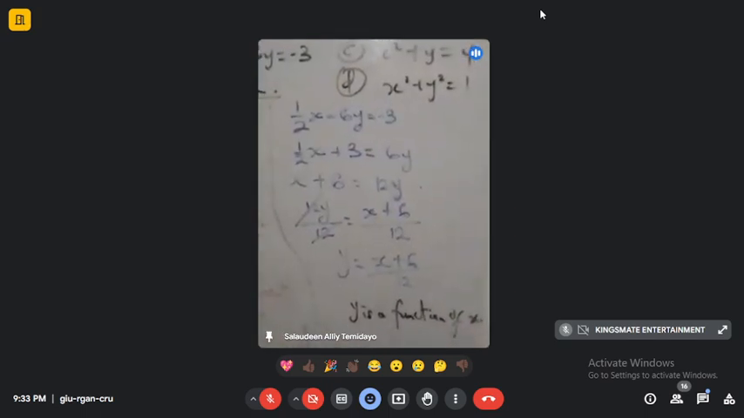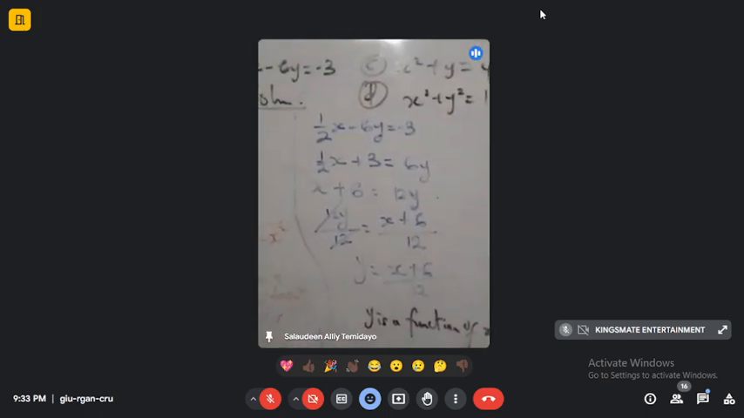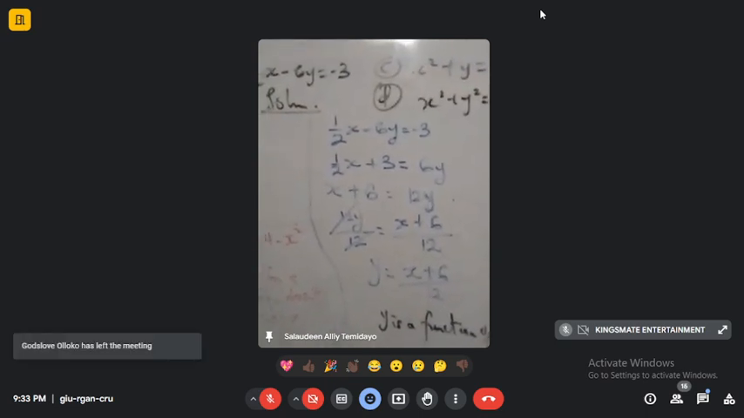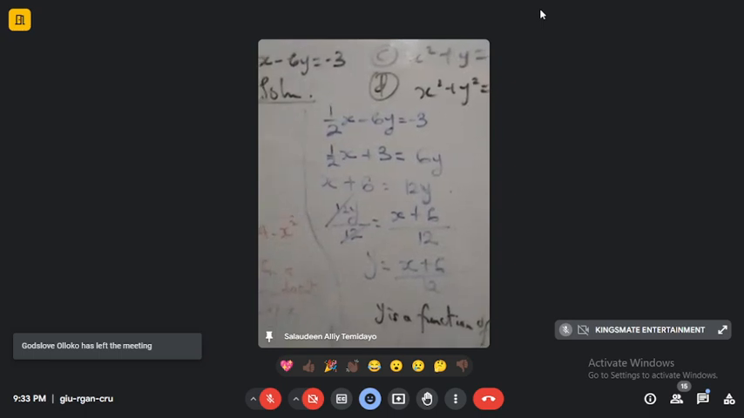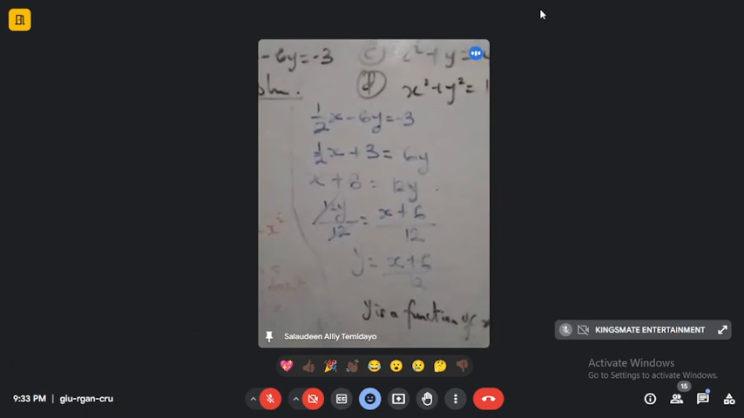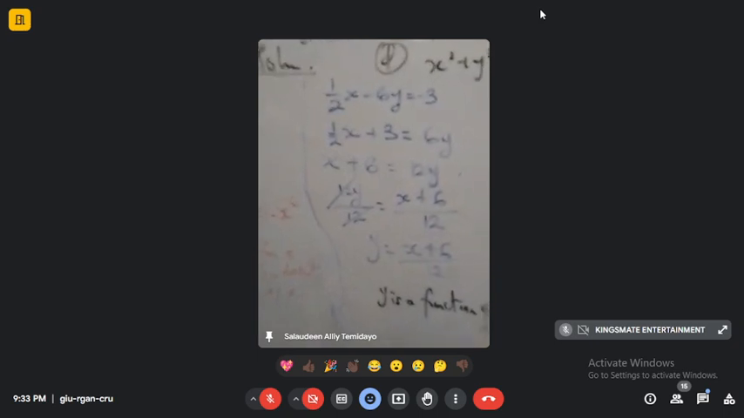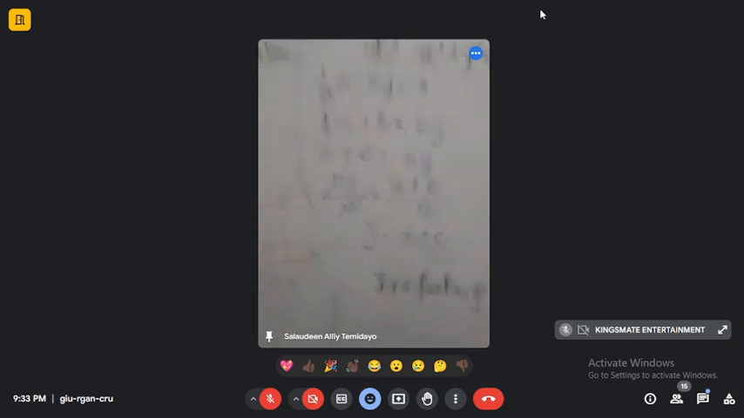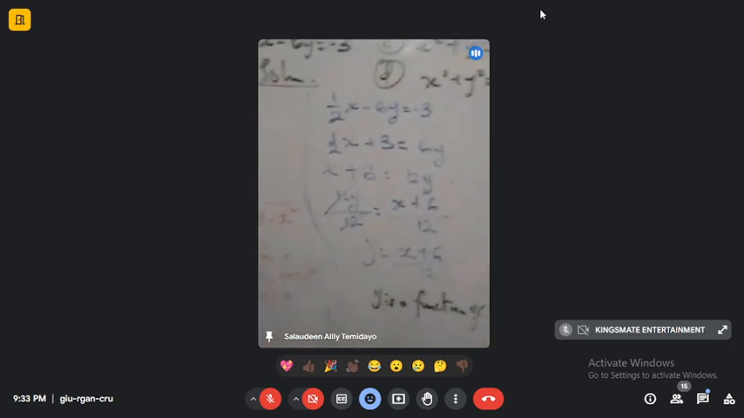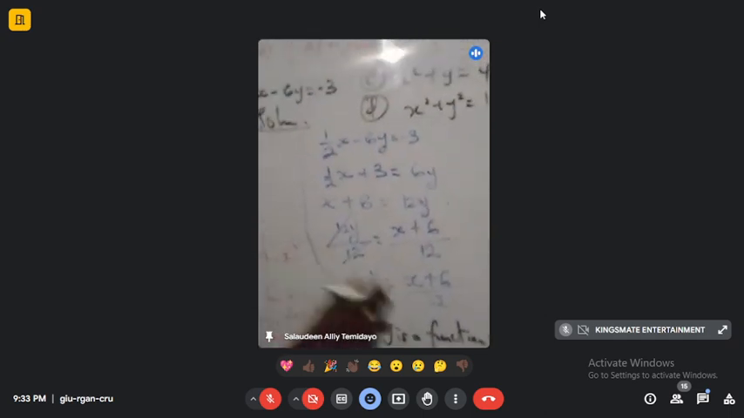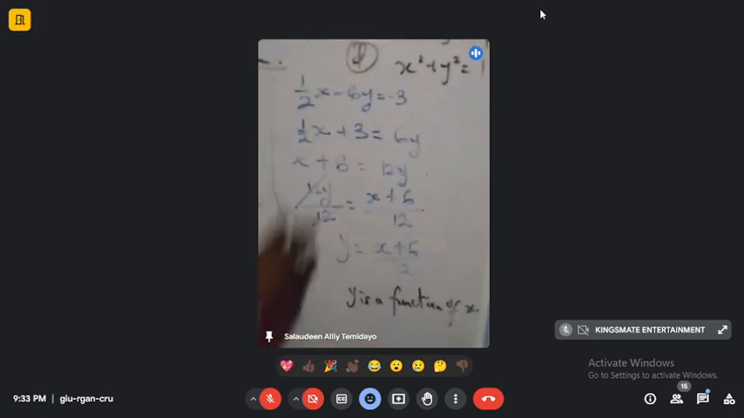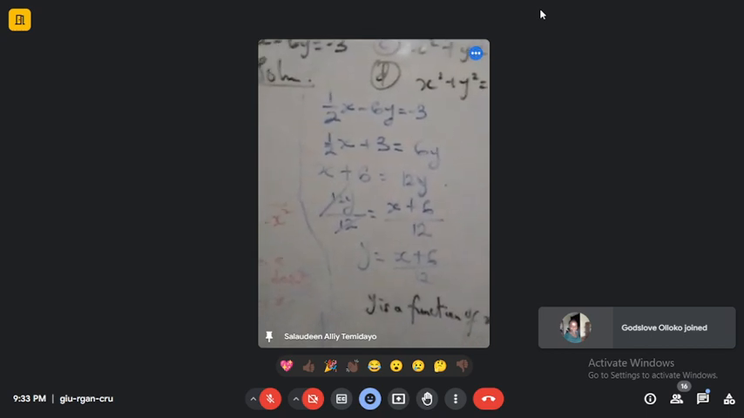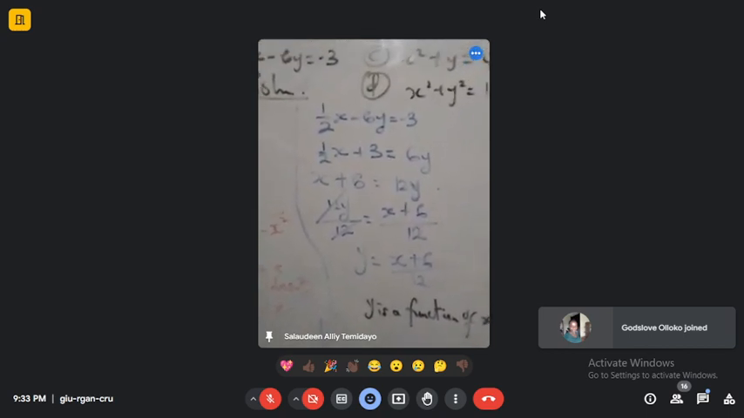Actually, we are doing all this mathematics just to determine if y is a function of x or not. So we can say that y is a function of x here because we have just one value. We don't have plus or minus something. That's the logic there. We have it as y equals x plus 6 over 12, and thus it's a function of x.